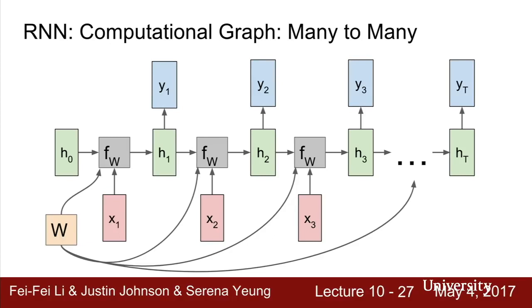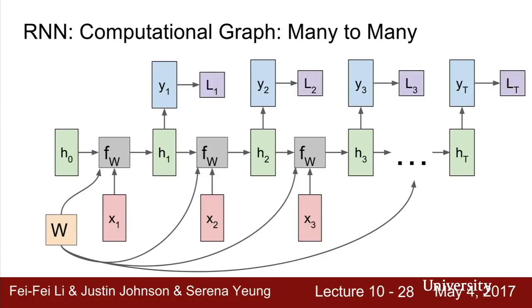We can also write this yt explicitly in this computational graph. So then this output ht at every time step might feed into some other little neural network that can produce a yt, which might be some class scores or something like that at every time step.